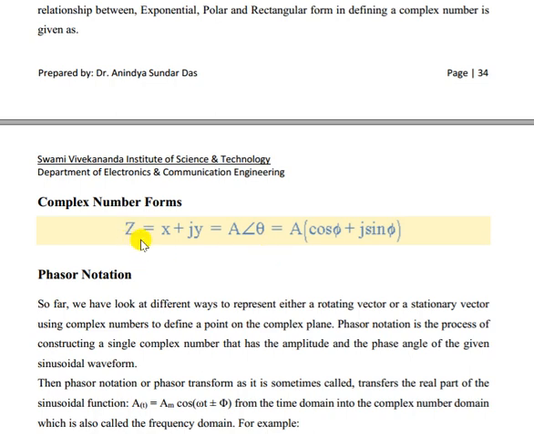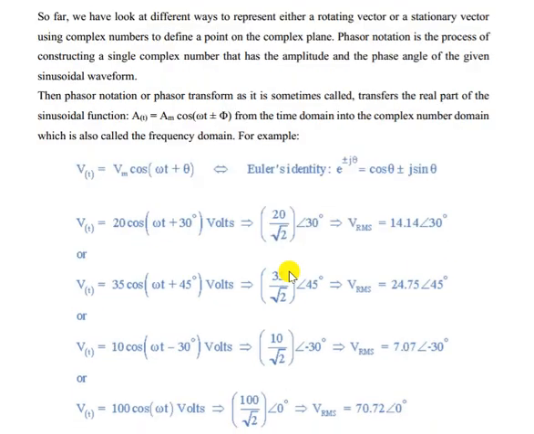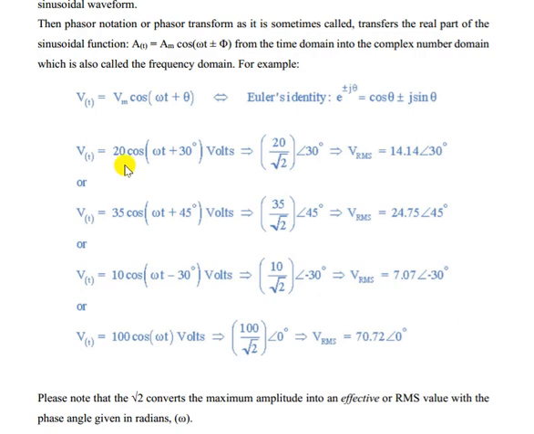So a complex number we can write as z equals x plus jy, which is rectangular or Cartesian form; A at an angle of theta, which is polar form; or A cosine phi plus j sin phi, which is the exponential form. Now just look into this part. V equals Vm cosine of omega t plus phi. According to the Euler identity, e to the power plus minus j theta equals cos theta plus minus j sin theta.